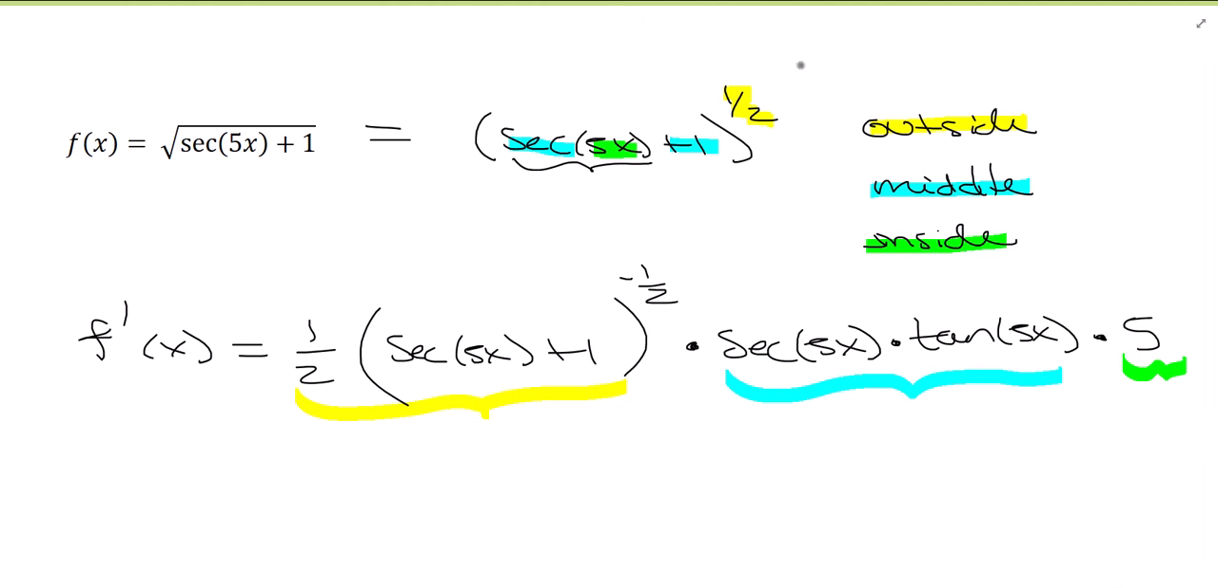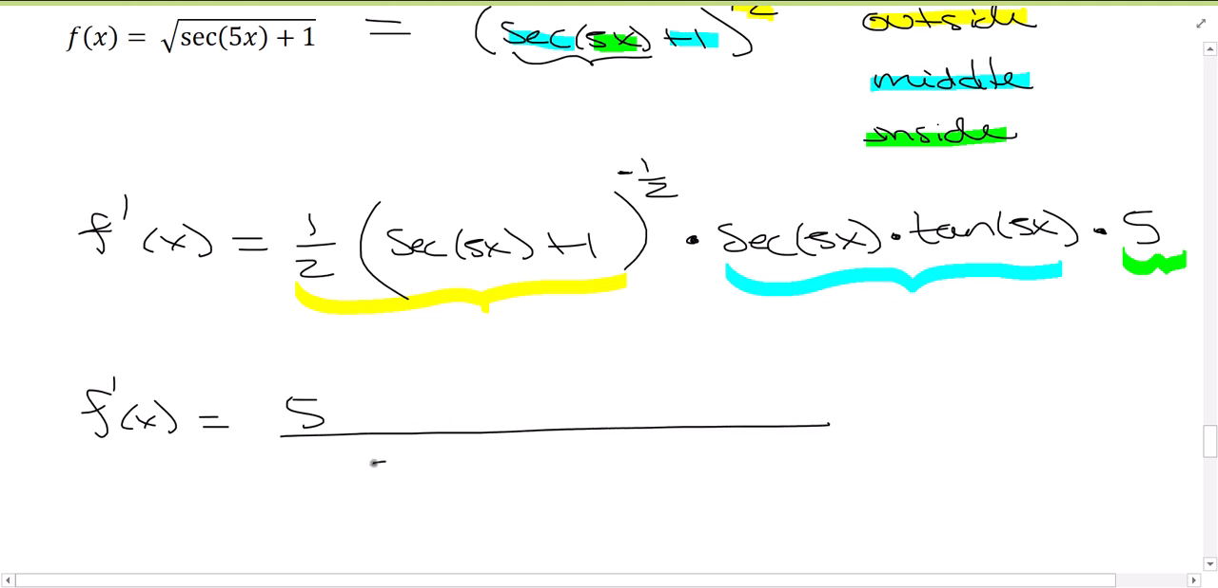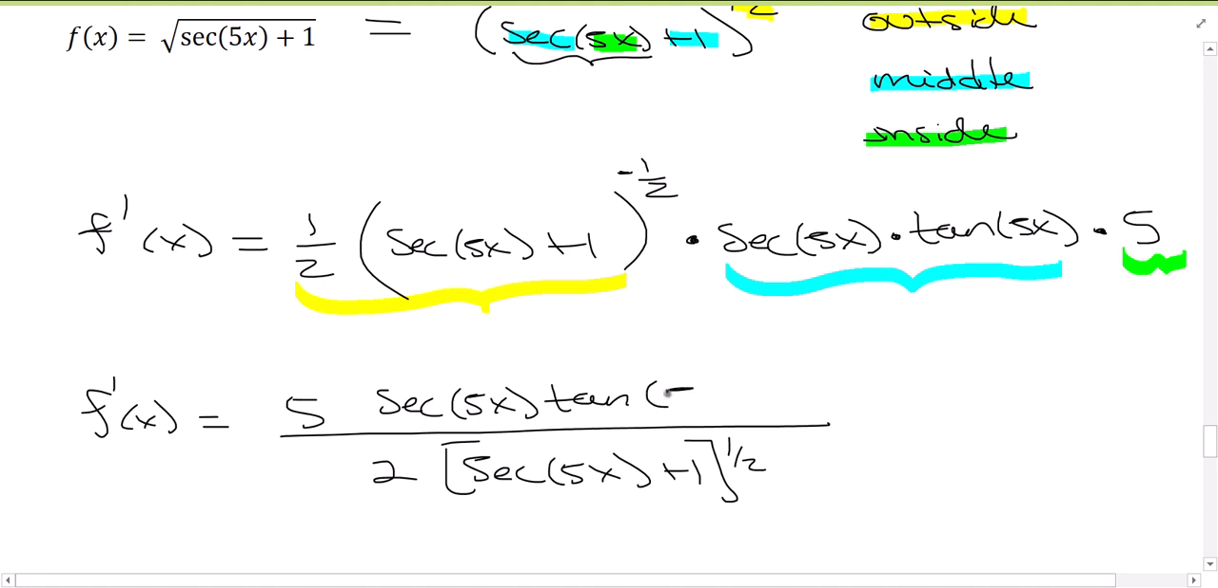Now, can this be simplified? Not by much. We can multiply the coefficients together and then that negative exponent, you can bring it downstairs. So the only thing I can do here is say 5, and then I'm going to have 2 on the bottom, and this whole thing is going to come to the bottom as secant of 5x plus 1 to the positive 1/2, and on the top I'm going to have the 5 and then the secant 5x tangent of 5x, and that will be my derivative.